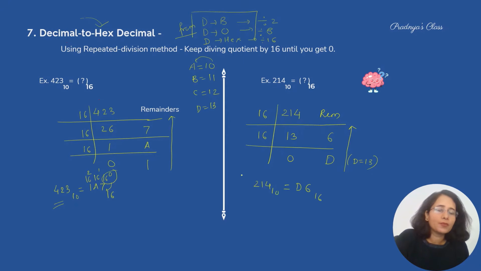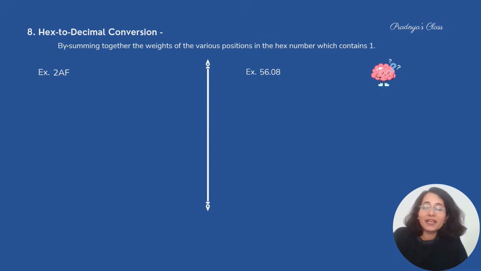Try solving more examples. Okay, let's discuss this 8th conversion. This is very easy and you know how to do it. It is a conversion from the hexadecimal number system to the decimal number system. It is in the category of conversions where we convert to decimal. We have studied binary to decimal, then octal to decimal. Now this is hexadecimal to decimal.